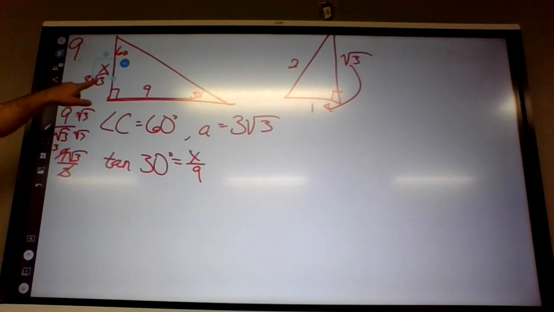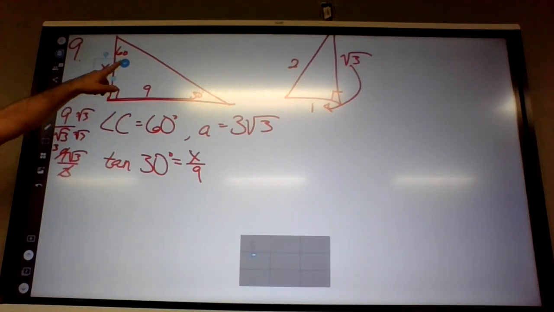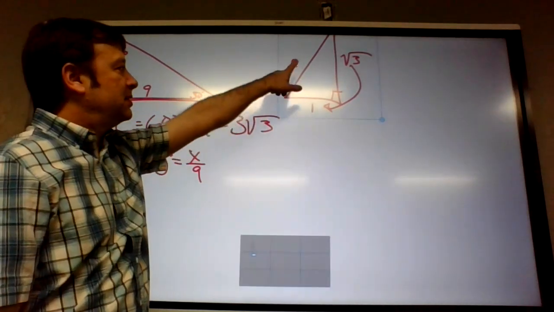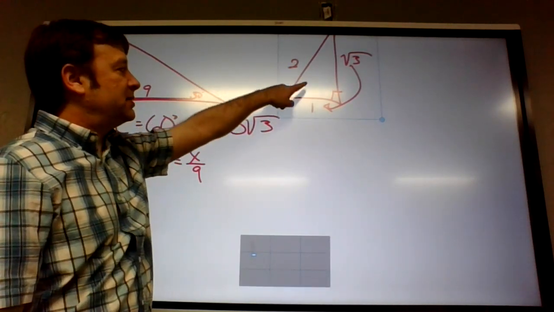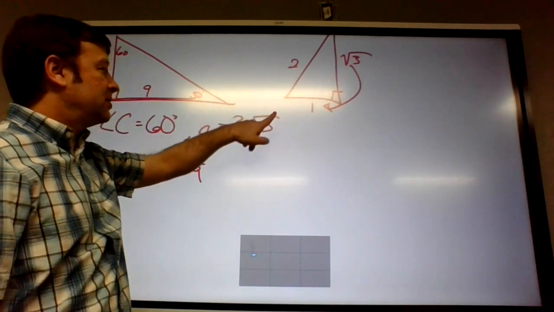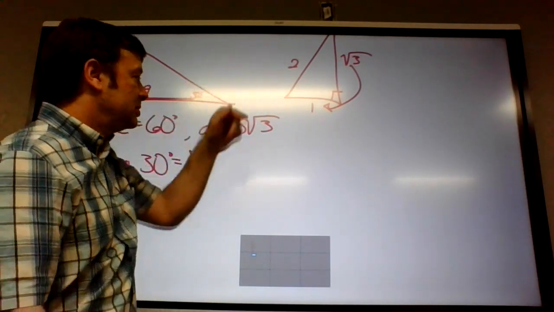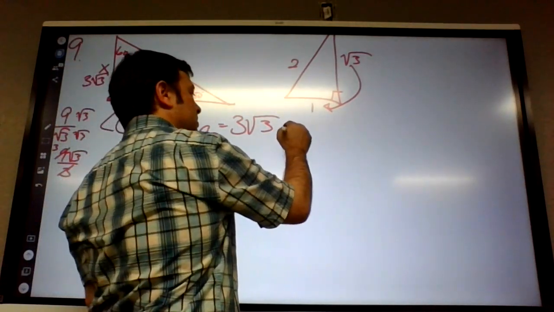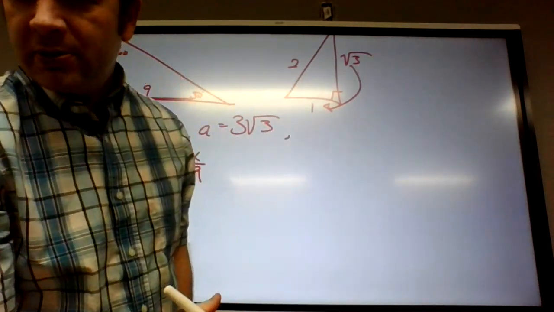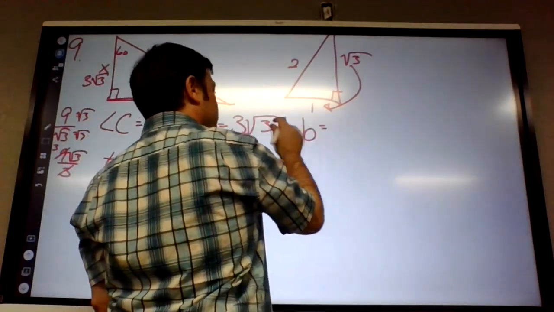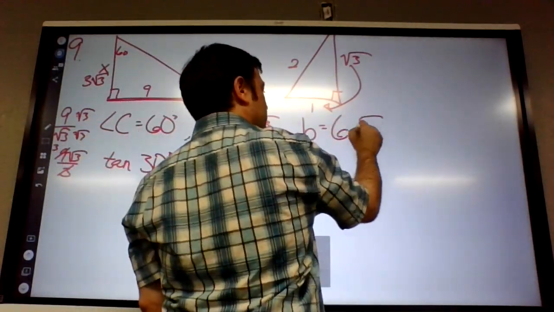Alright, how do we go from the short leg to the hypotenuse on a 30, 60, 90? The answer is it just doubles in size. So 3 square root of 3 times 2 is, what would that side be called? Hypotenuse is B. 3 square root of 3 times 2 is 6 square root of 3.